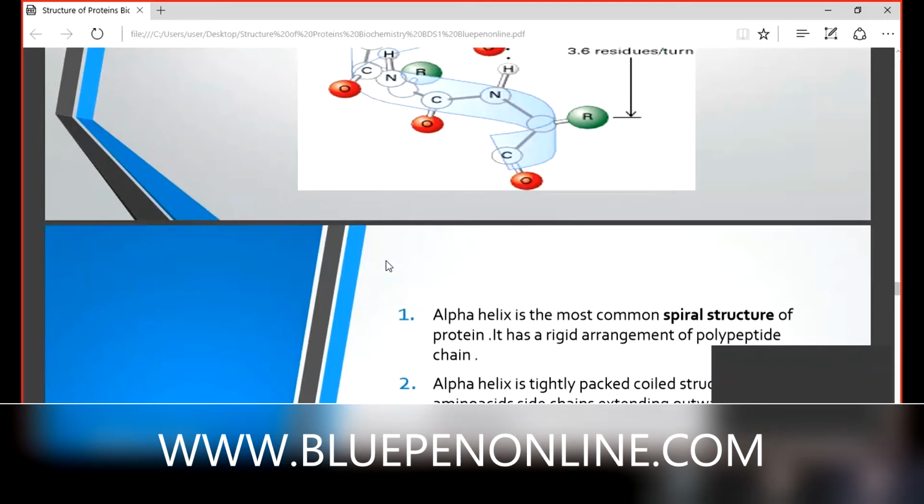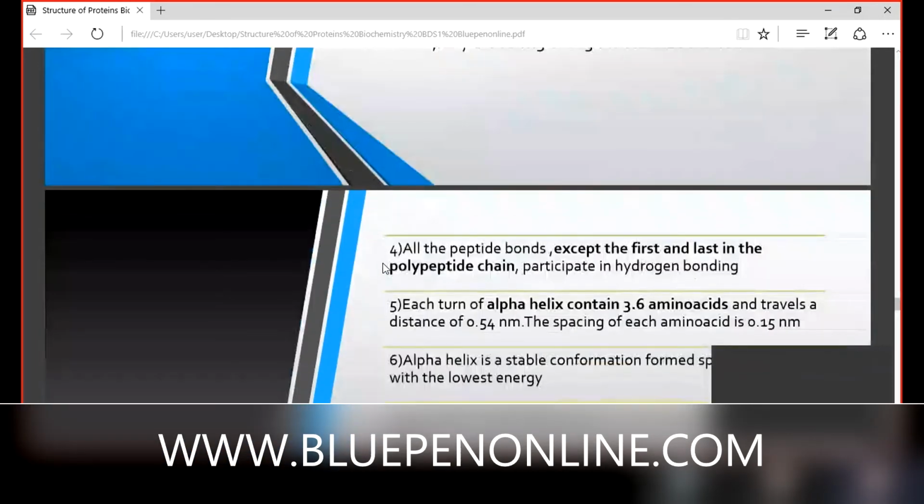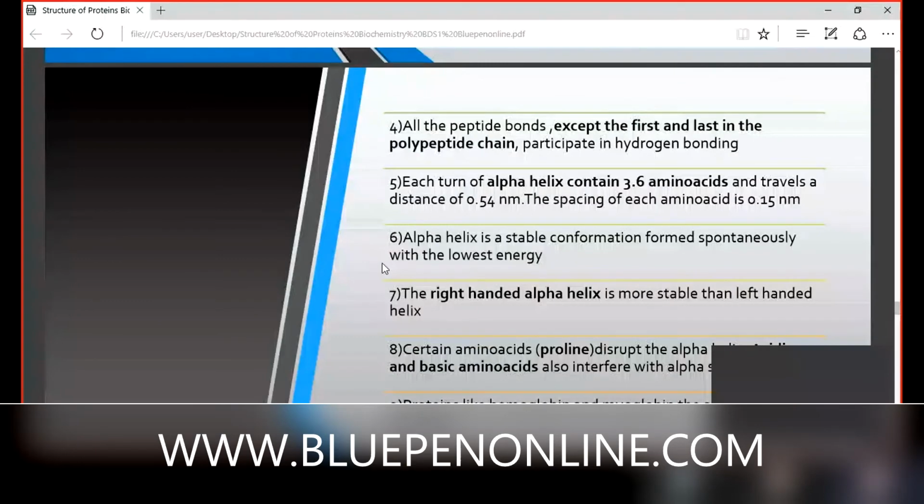All the peptide bonds except the first and last in the polypeptide chain participate in hydrogen bonding. Each turn of alpha helix contains 3.6 amino acids and travels a distance of 0.54 nanometer. The spacing of each amino acid is 0.15 nanometer. Like the structure of DNA, we discussed the Watson and Crick model of DNA, there is a major groove and minor groove, and we explained the number of base sequences in each turn of DNA. Like this, each turn of alpha helix contains 3.6 amino acids.